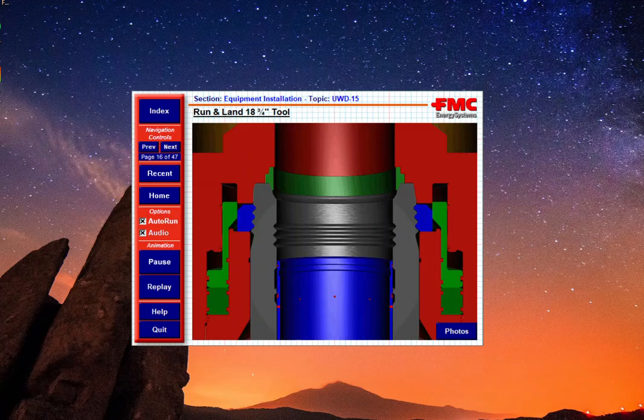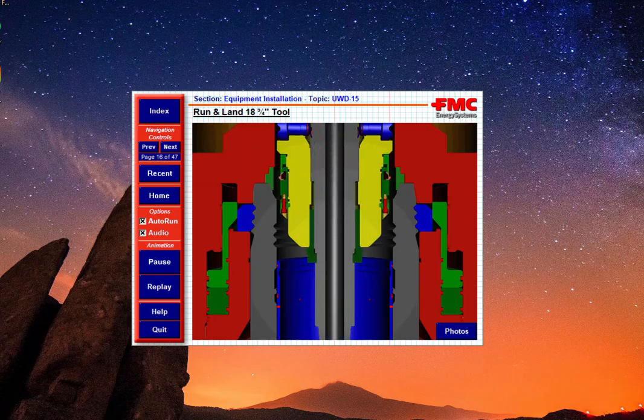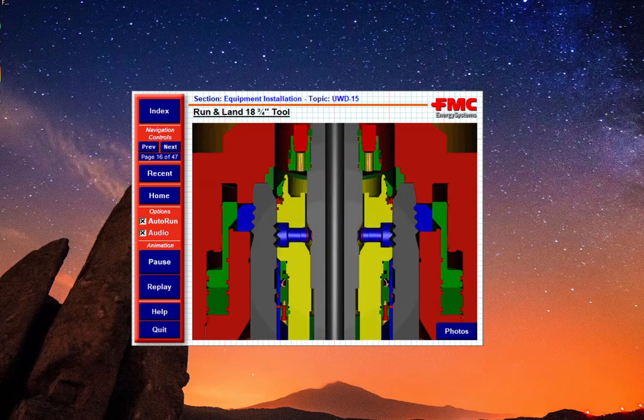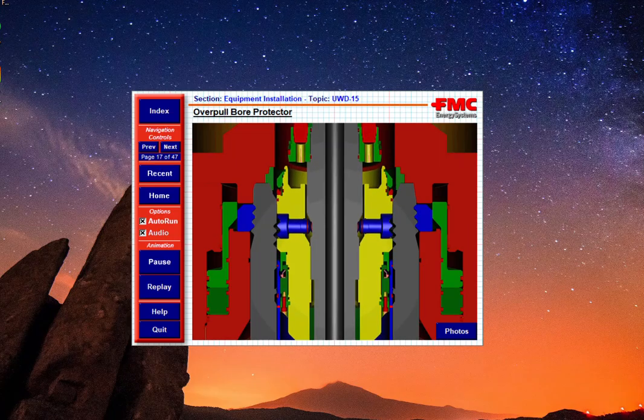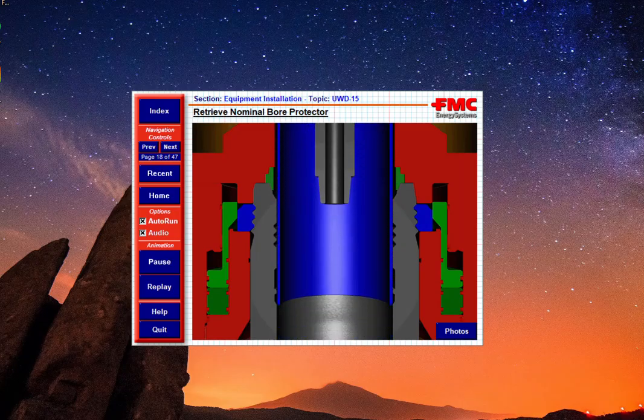The 18 3/4 inch wellhead tool is run into the wellhead with its retrieval ring expanded. It is landed in the nominal bore protector. The 18 3/4 inch wellhead running tool is then picked up until an overpull is noted. This ensures that the retrieval ring has engaged the profile in the nominal bore protector. Approximately 30,000 to 40,000 pounds of overpull is required to shear the lip seal on the bore protector. The bore protector is retrieved by picking straight up with the drill pipe.